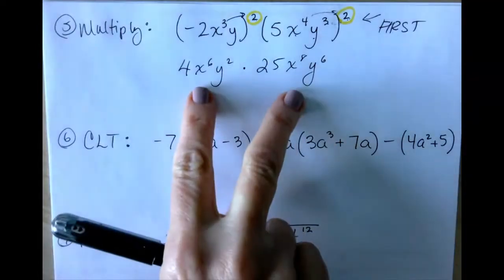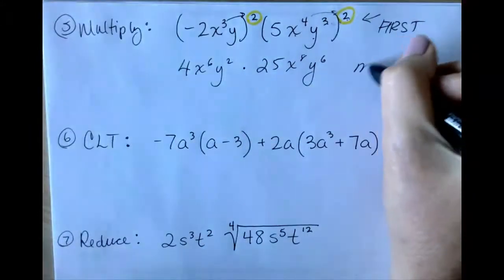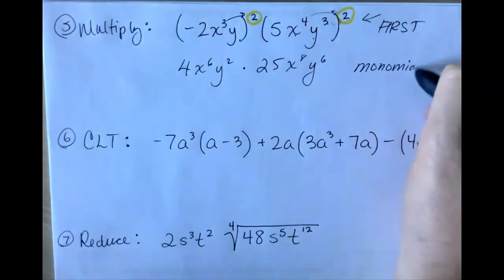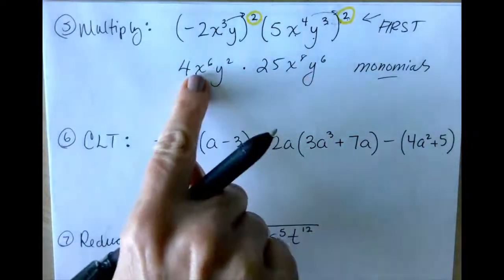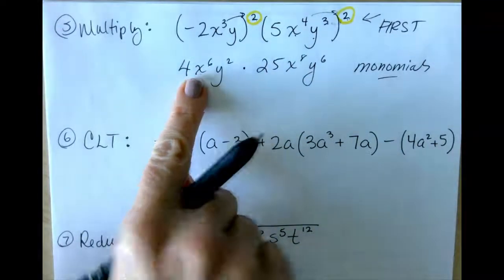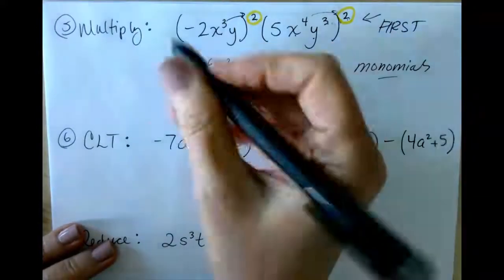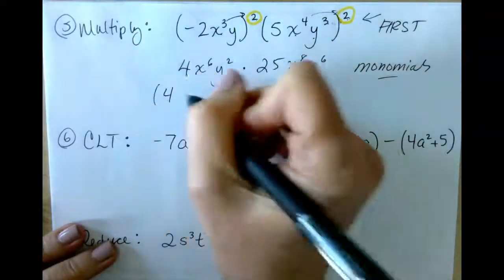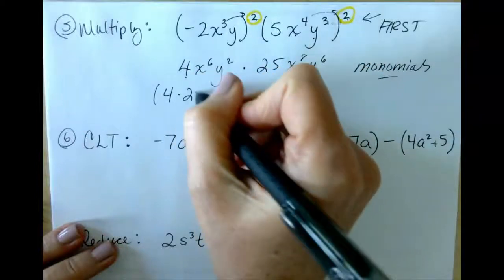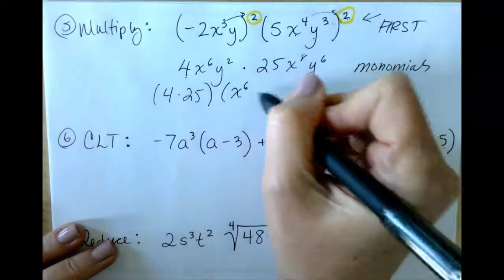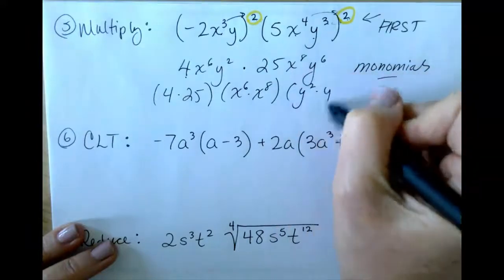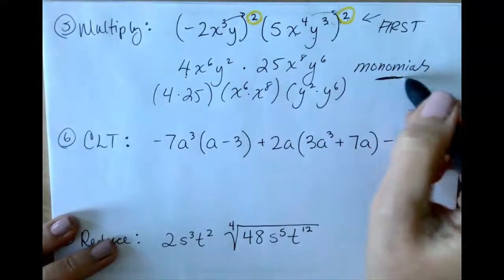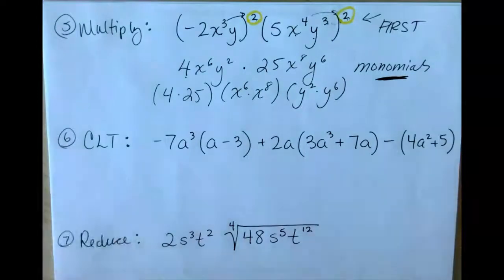Now we can multiply these two monomials together. And we know they're monomials because there are no pluses or minuses in either of them. And when there's no pluses or minuses, we can easily change the order to help ourselves out. So 4 times 25, x to the 6th times x to the 8th, y squared times y to the 6th. We can do this because they are monomials. If there are pluses and minuses, we cannot do this.